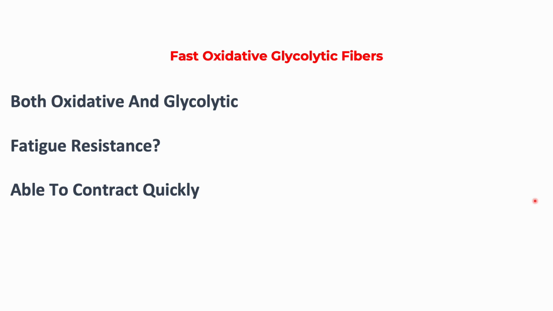When you look at FOG fibers, you'll observe that they have a high density of mitochondria, and this is what allows them to generate energy through oxidative metabolism.